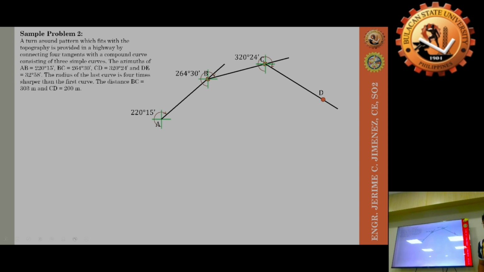Next is DE. Okay, DE. Ang DE daw ay 32 degrees 58 minutes. So, ito yung point natin. Kuha daw tayo ng 32 degrees. So, itong pagkaliit lang na yan. Okay, that will be your DE.